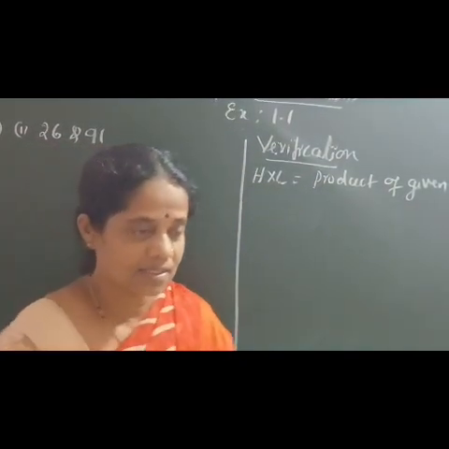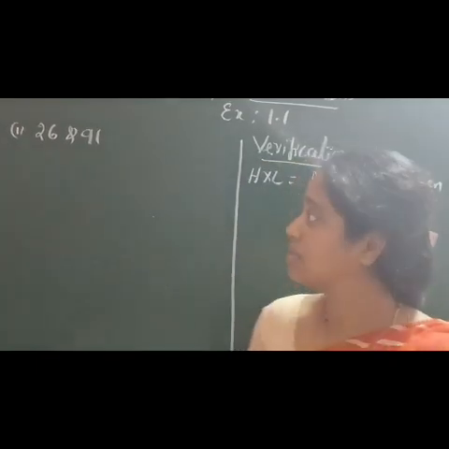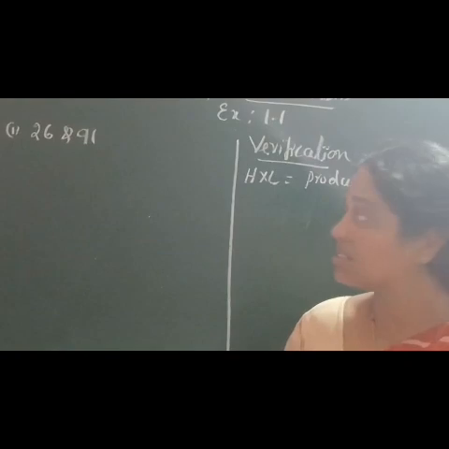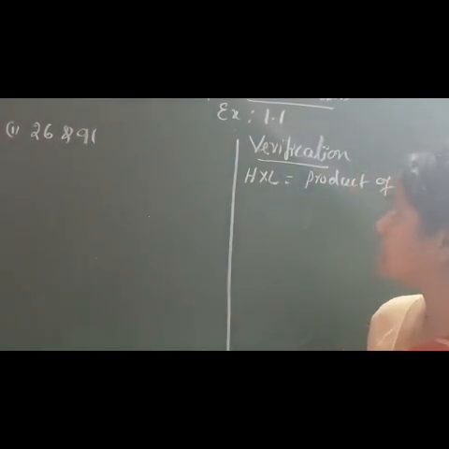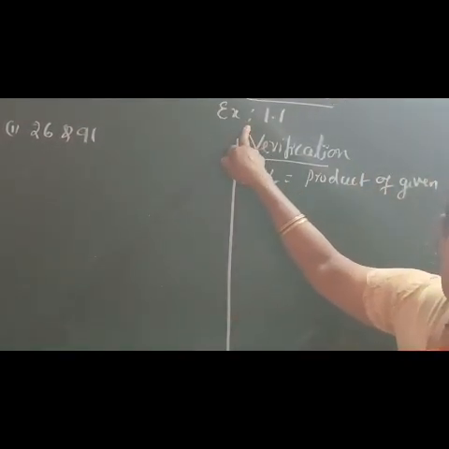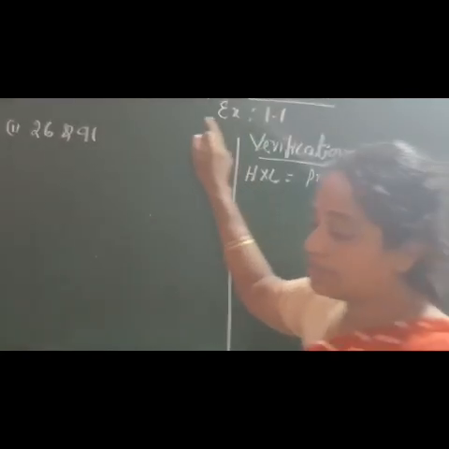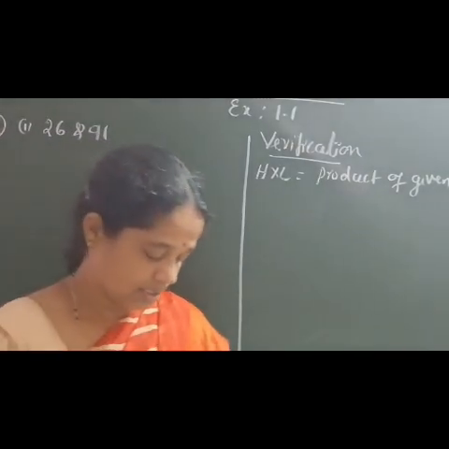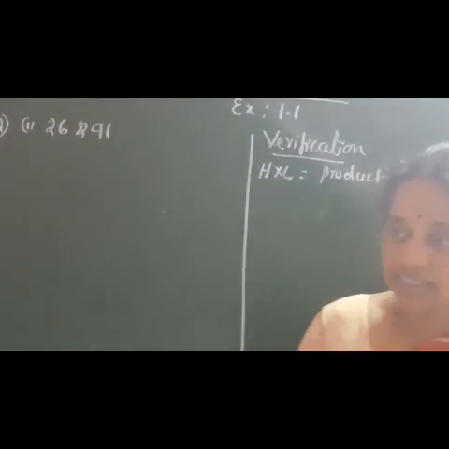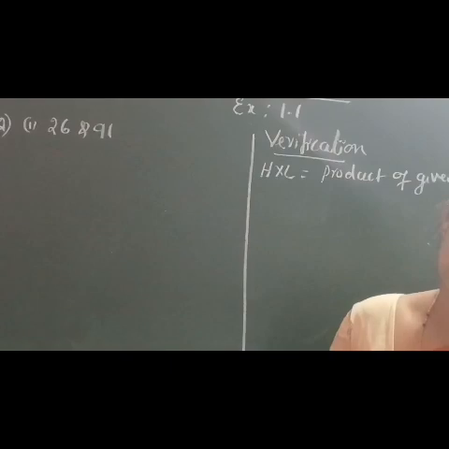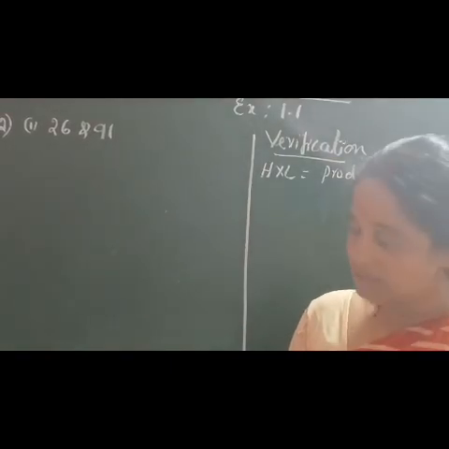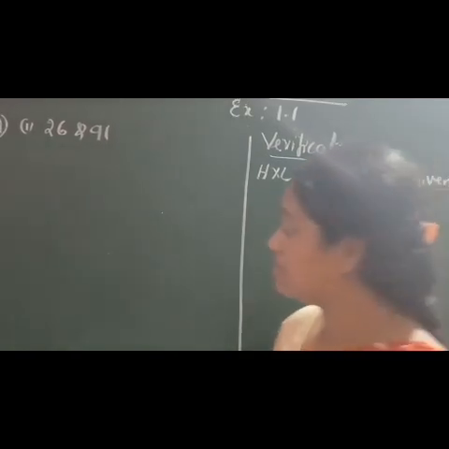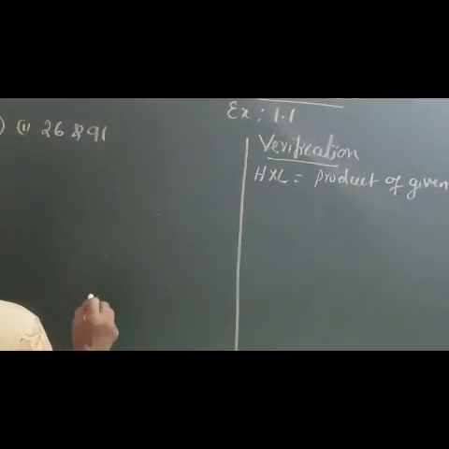Dear students, today in class we will discuss one more important question from the chapter Real Numbers, exercise 1.1. What is the question given here? Find the HCF and LCM of the given numbers and verify the relation HCF into LCM is equal to product of the two numbers. So the numbers are 26 and 91. By the factorization method, calculate HCF and LCM here.